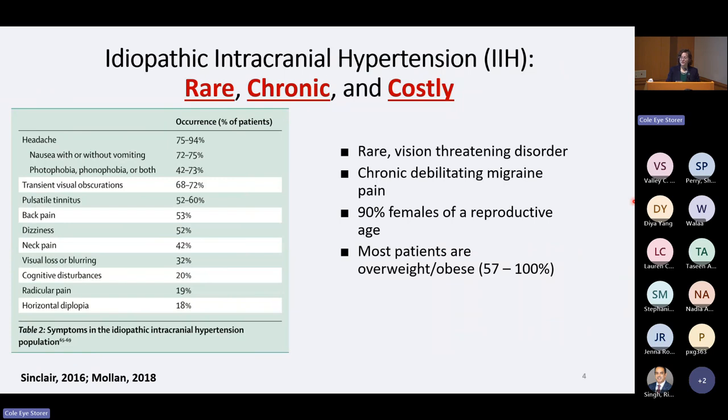So IIH is rare, chronic, and costly. This is a rare vision-threatening disorder that typically patients have chronic debilitating migraine pain with. It's typically 90% females of a reproductive age, and the majority of our patients are overweight or obese. Other symptoms include back pain, cognitive disturbances, dizziness, and more.